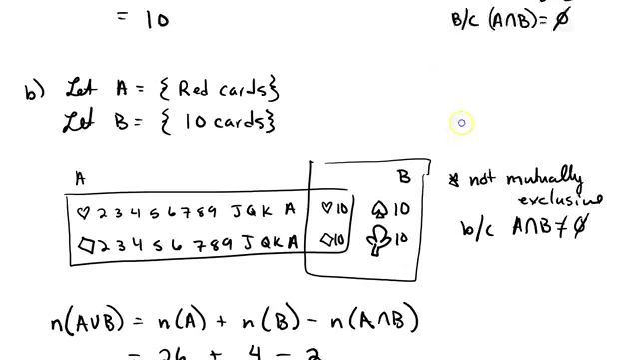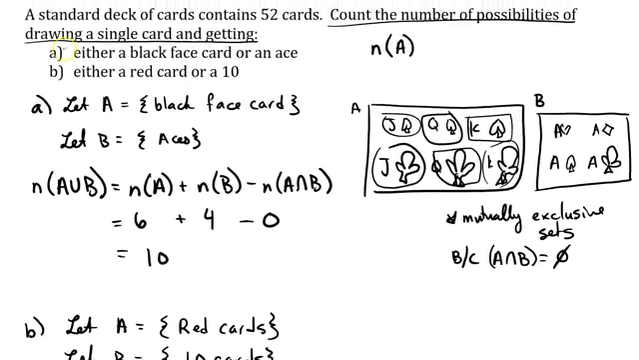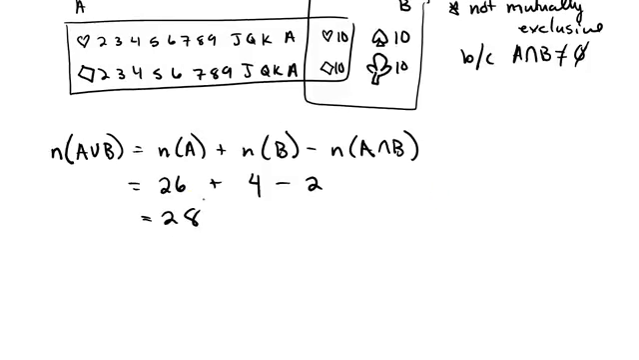So the number of possibilities of drawing a single card and getting either a red card or a 10. There are 28 possibilities in our standard deck of cards.